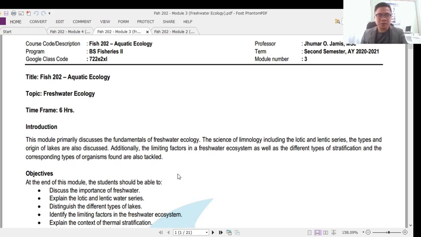or concepts of the Lotic and Lentic series, we will also be discussing the types and the origin of lakes, and also the limiting factors in the freshwater environment, as well as the different types of stratification and the corresponding types of organisms in each layer of these stratifications.